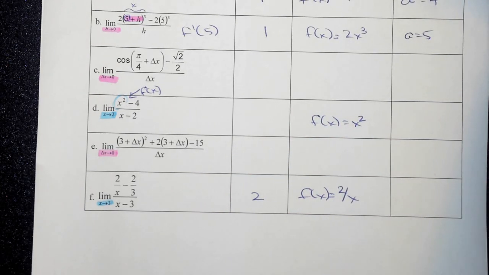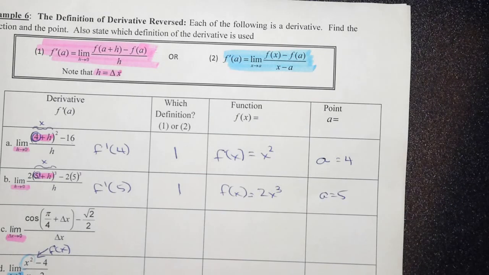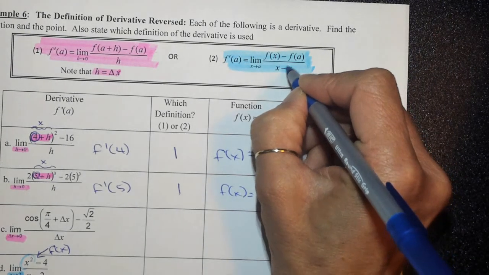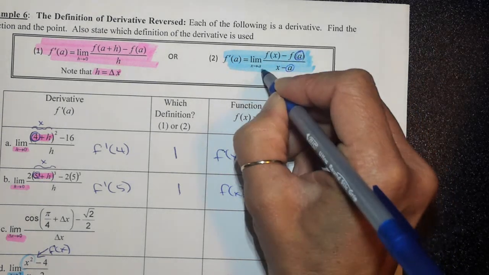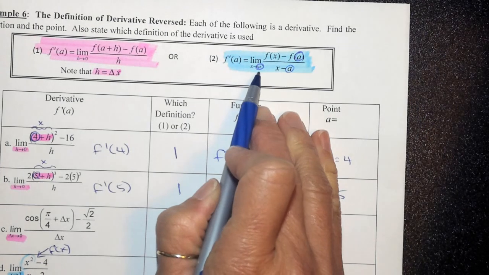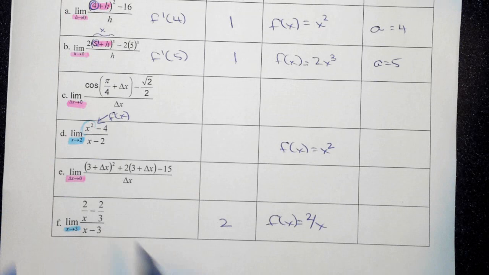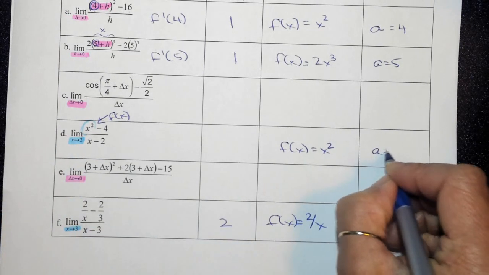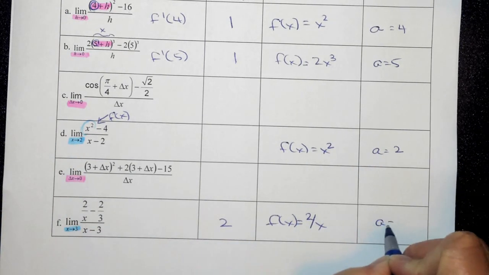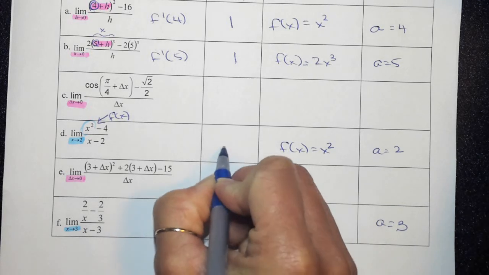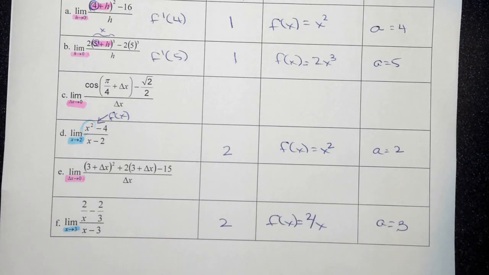Okay, so now to identify my a value, go back up here. You have your a value in 3 different places. You have your a value here, here, and here. This is probably the most obvious. So my a value is 2. My a value is 3. And this is definition 2. Okay, this will come in handy later on.